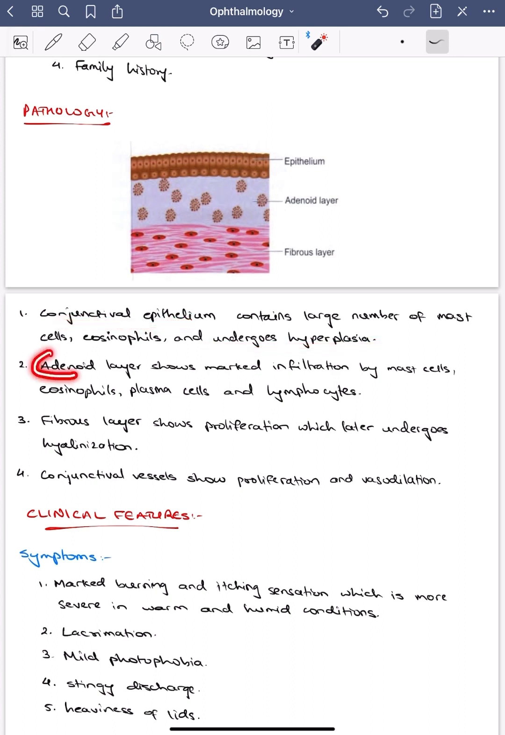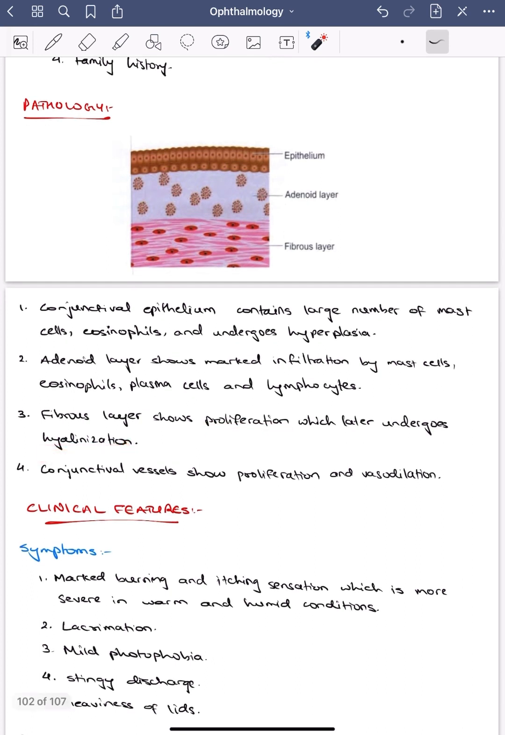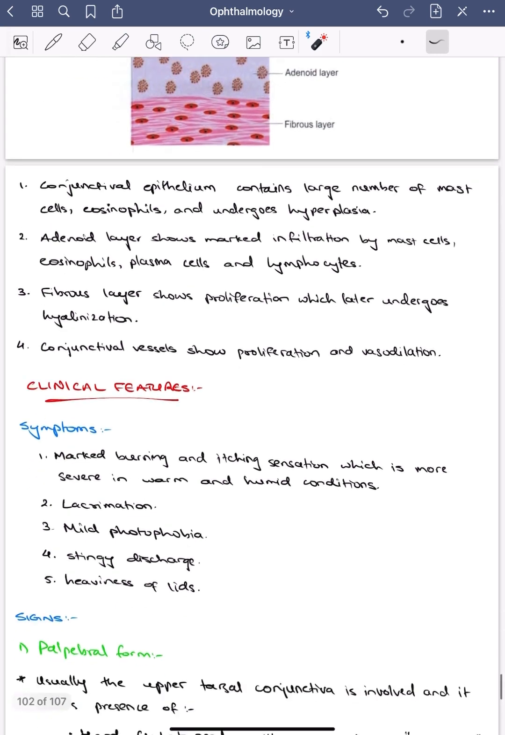Now the adenoid layer shows marked infiltration by mast cells, eosinophils, plasma cells, and lymphocytes. The fibrous layer shows proliferation which later undergoes hyalinization, and the conjunctival vessels show proliferation and vasodilation. So the basic pathological changes are infiltration by the cells that respond to allergy, that is mast cells and eosinophils. Now, moving on to the clinical features.